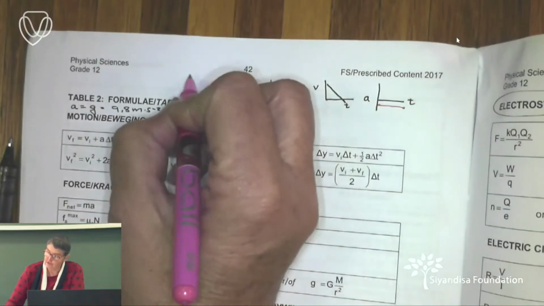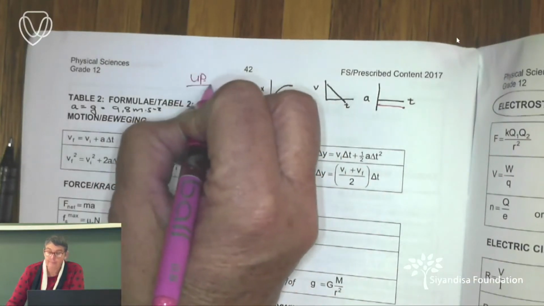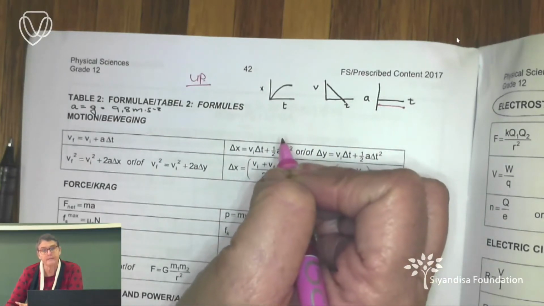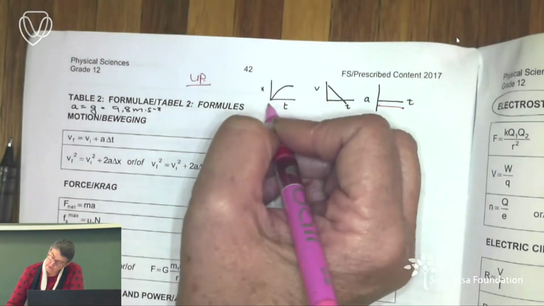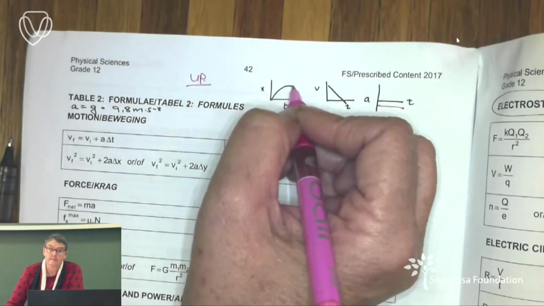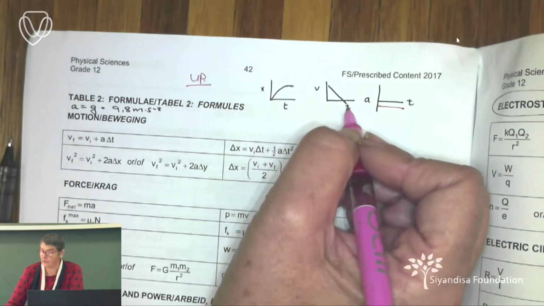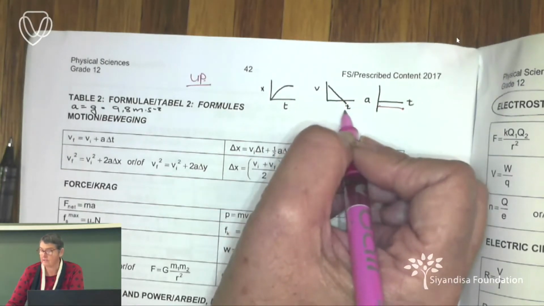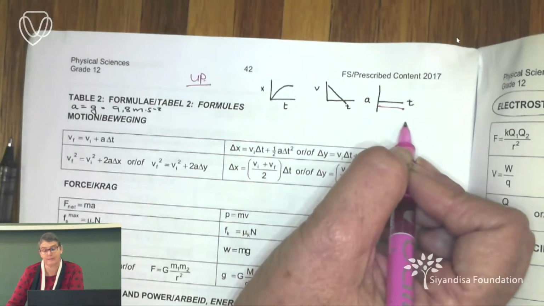Let's write up here. So I'm throwing the ball up. If I do this, this is what I physically see. I see the ball cover less and less distance, and the velocity will decrease until it reaches 0, because remember, when it reaches its highest point, the velocity is 0. And if the velocity decreases, then it means my acceleration must be negative.